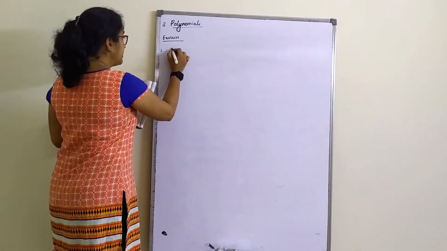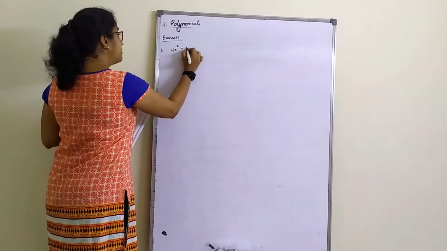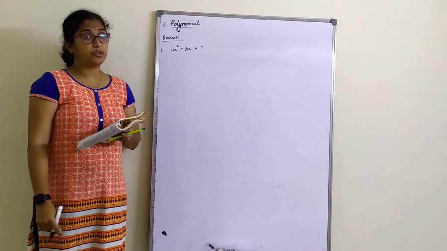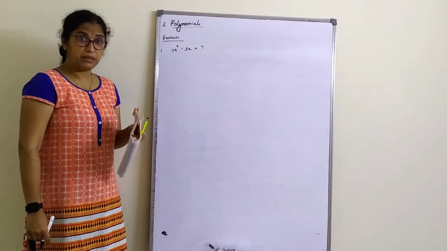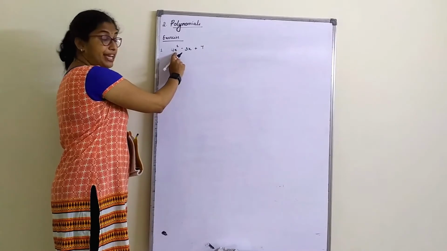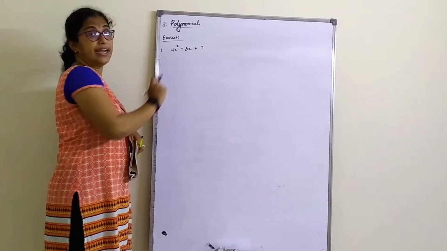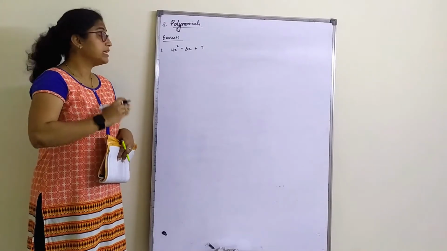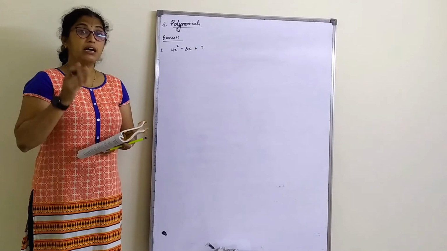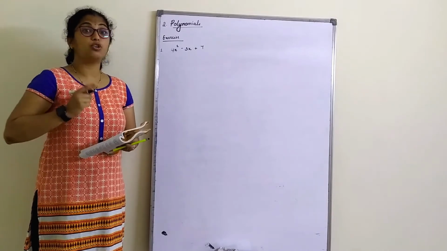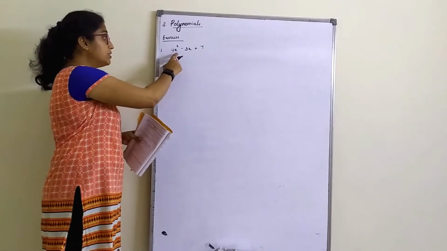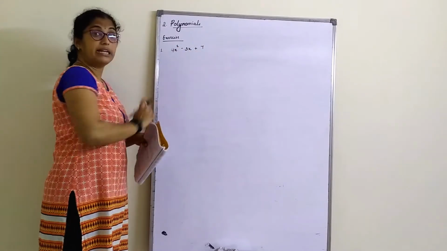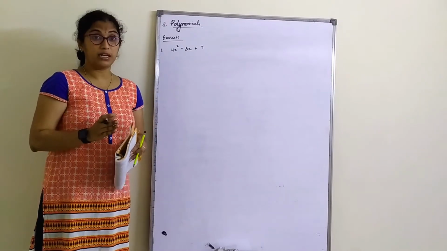The first one given here is 4x square minus 3x plus 7. Do you think it is a polynomial in one variable? Yes, because we have a variable x and a constant. So yes, it is a polynomial in one variable. The second thing we have to check is that a polynomial should have an exponent that is a whole number only. So does this have exponents that are whole numbers? x square, x raised to 1, and 0. It satisfies both conditions.